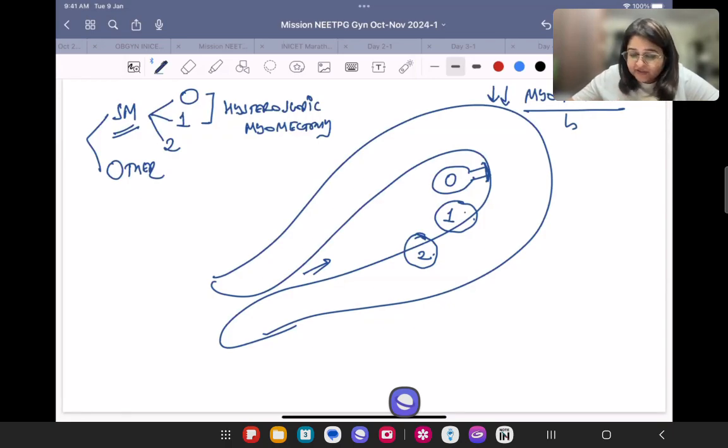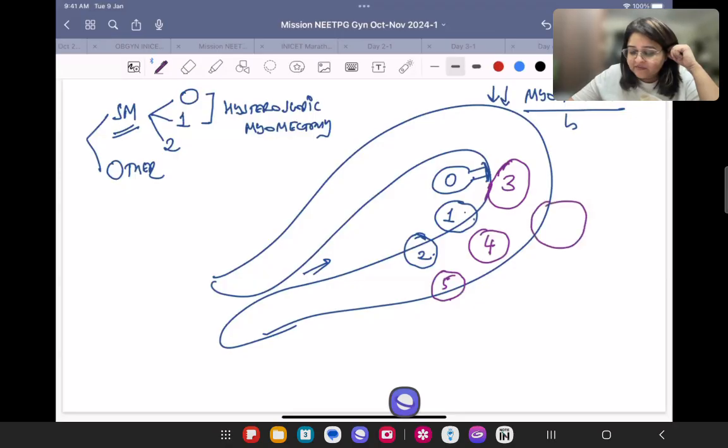Now let's continue the classification. Now we go to the other types. This is a type 3 fibroid. Type 3 fibroid basically means intramural, but it is touching the endometrium. It is not indenting, it's just touching the endometrium. This is a type 4 fibroid. It is completely intramural. It is neither touching the cavity nor the outer surface. This is a type 5 fibroid. Okay, I'll draw it again. This is a type 5 fibroid. That is more than 50% is intramural, less than 50% is subserous.